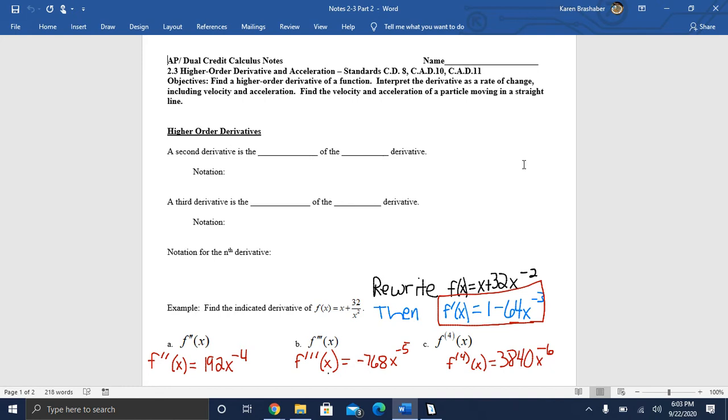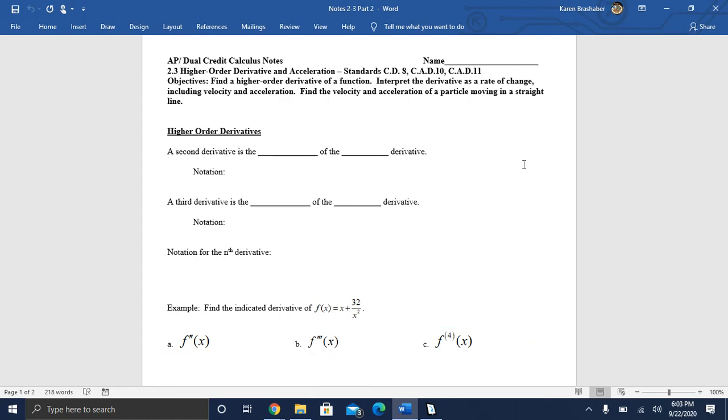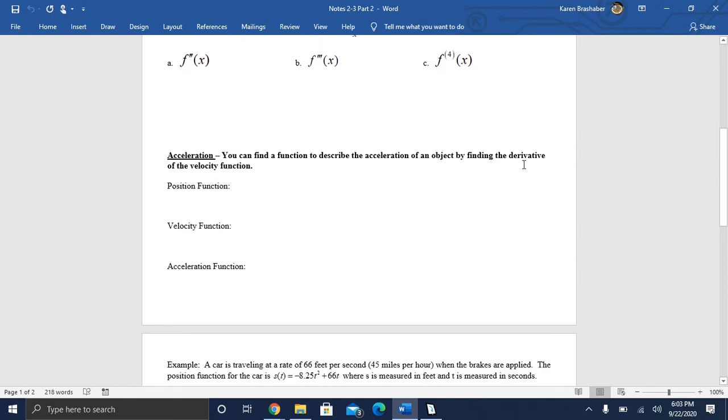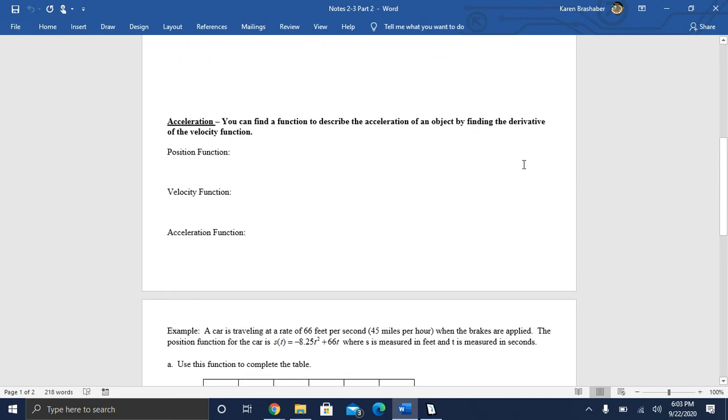So that's your introduction to what a higher order derivative is. And then the rest of what we're going to do is look at how this is going to be used for applications that involve movement. So we're going to take a look at acceleration next. And this is at the bottom of your notes page.